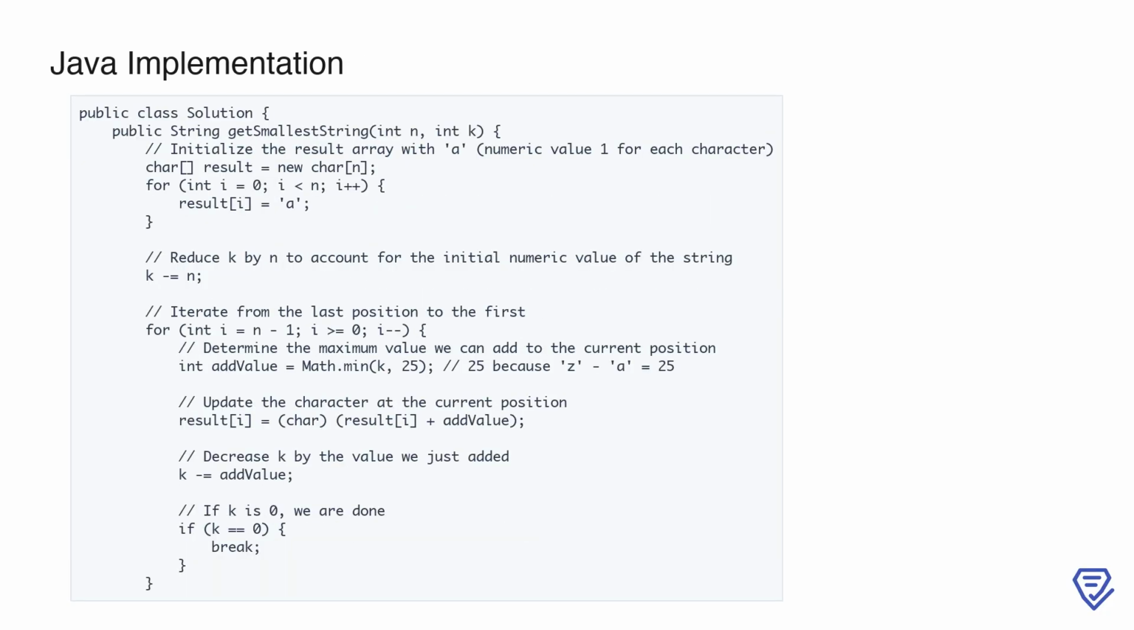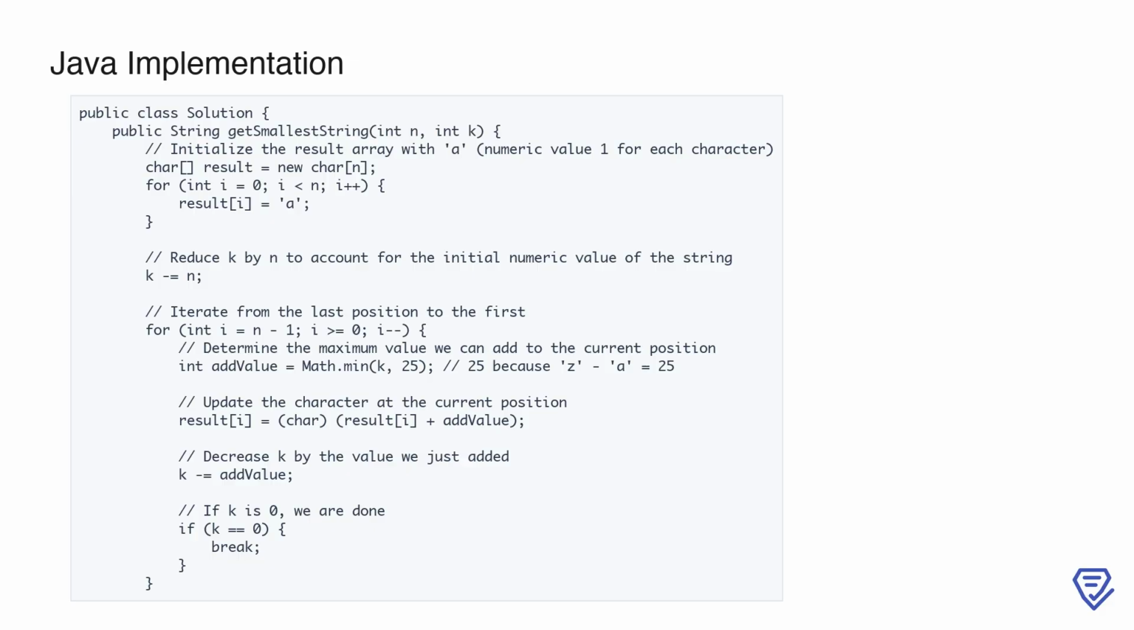Here, we begin with the Java implementation of the solution. The method getSmallestString takes two parameters, n, which represents the length of the string, and k, the numeric value we need to achieve. First, we initialize a character array result of size n with all elements set to a. This is because each a contributes a numeric value of 1. Then, we reduce k by n to account for this initial numeric value provided by the array of a's.